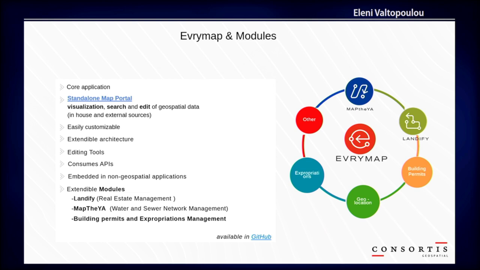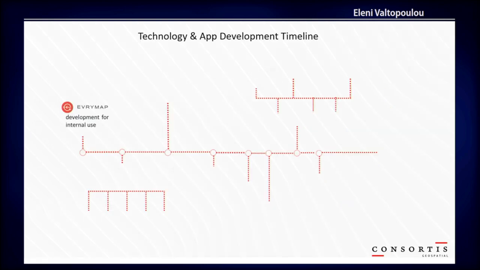We have also developed building permits and expropriations management apps, which are examples of not-first map apps. And we also use it internally to display all the projects on a map, and then the users can apply criteria, both descriptive and spatial, and then they can see all the relevant documentation and data that accompany a project.